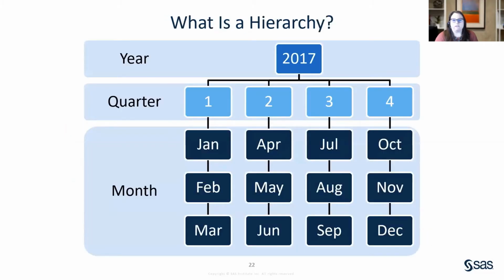Hierarchies are nesting of information. So here I'm going to nest the month into the quarter, into the year. And then I can drill in to expand that information. So it's just an arrangement of categorical data items. And you want to start at the most detailed and kind of work your way up.